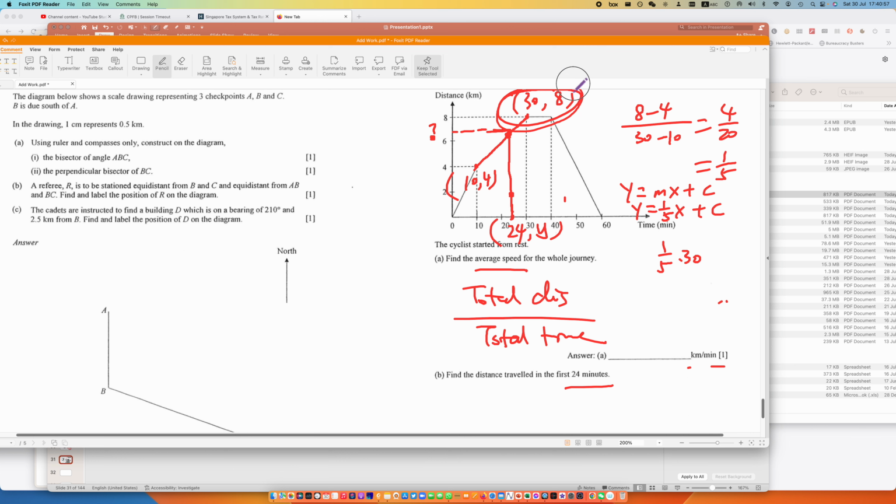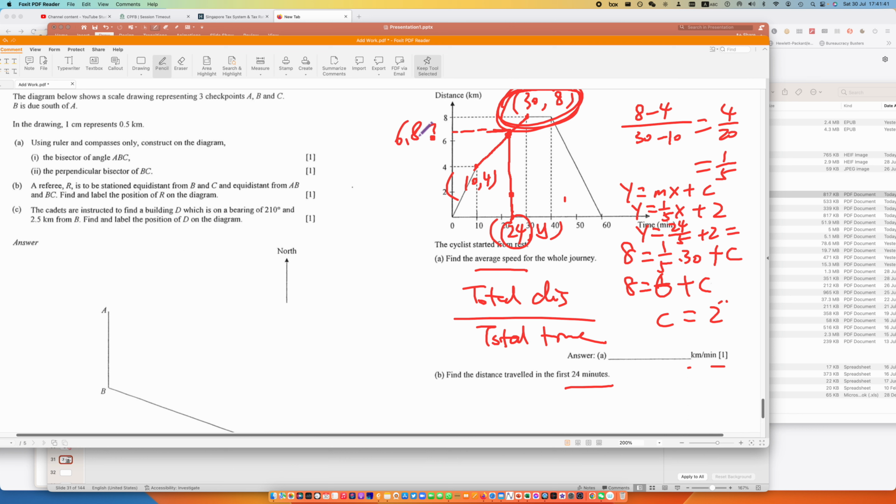So basically we need to find the c first. So this is 30, I'm supposed to get 8. So my c is equal to 8 minus 6, c is equal to 2. And all you need to do is you just sub your 24 inside. So y equals to 24 over 5 plus 2. So what's the answer? Calculator please. 6.8. Yeah, so the answer is 6.8.